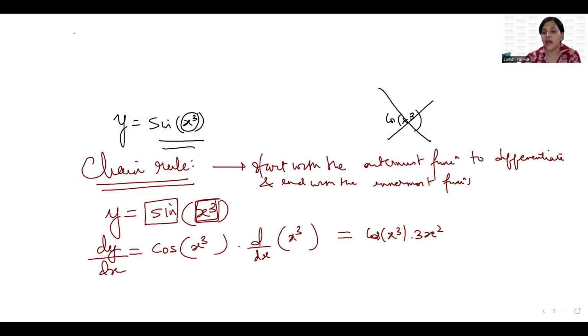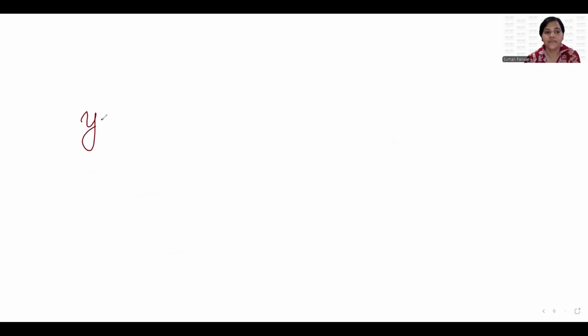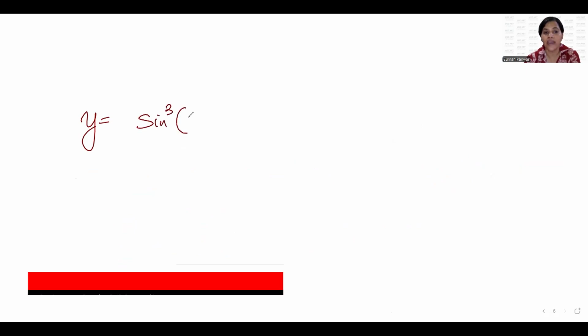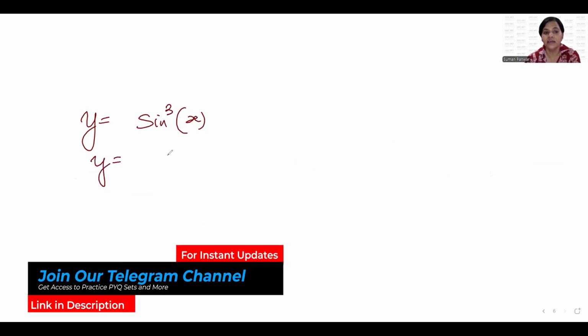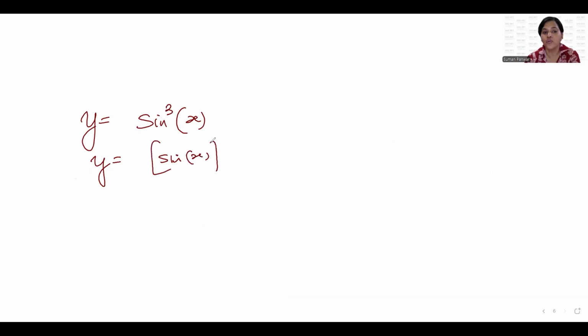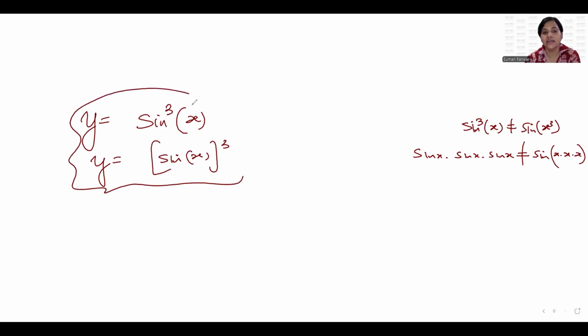Now this was a very simple chain. Suppose the question was like this: y is equal to sin cube x. Basically this is nothing but sin x whole cube. Please remember that sin cube x is not equal to sin x cube. The left hand side is sin x multiplied by sin x multiplied by sin x, while the right hand side is sin of x multiplied by x multiplied by x.